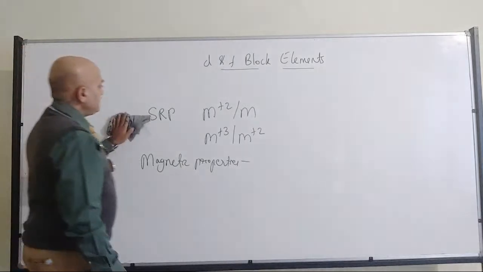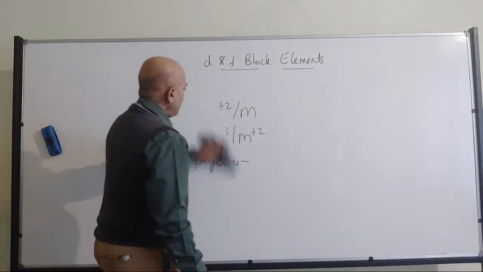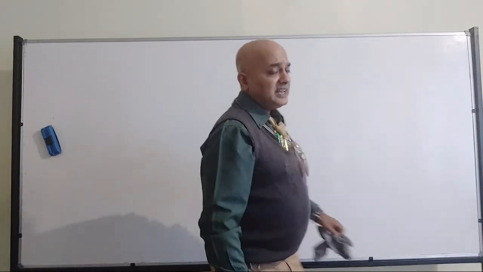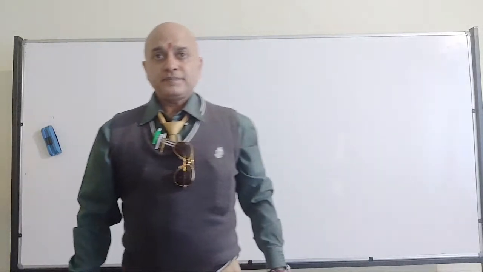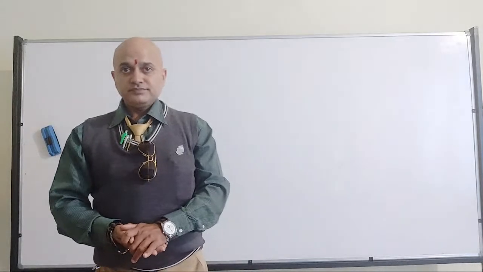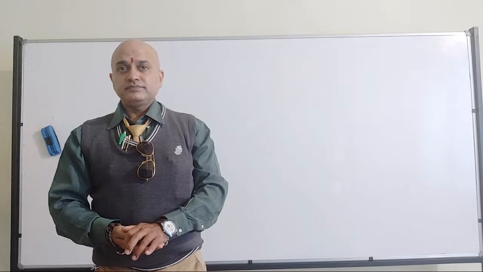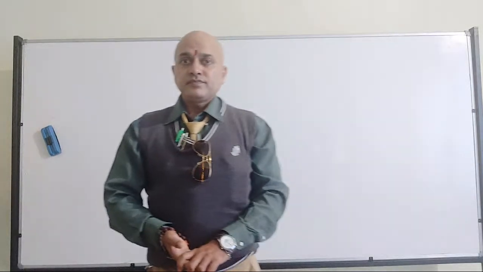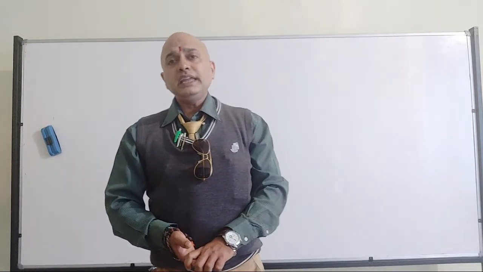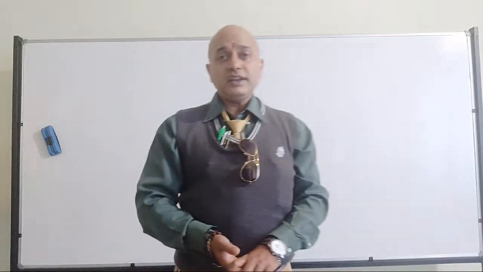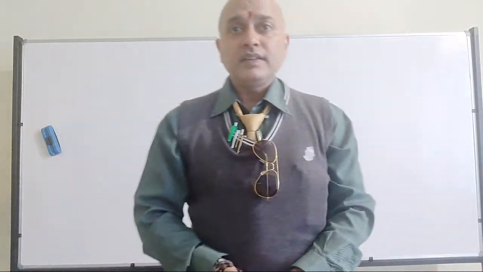Any doubt? That's what we have discussed. And at the end we have discussed the reasons for the colors of transition elements and their compounds, and why they form colored compounds. For magnetic moment calculation, they can ask about any element or any ion. To answer that, you should know the electronic configuration. Any doubts?